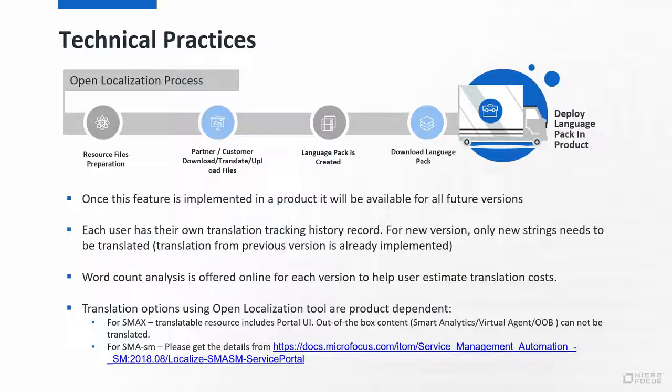Sharon, can I ask you just to clarify your comments about only the portal? Because some of the items there that you mentioned are part of the portal. So perhaps you could expand on that? Yeah, maybe I can ask. Yes, here I just clarify it. In the current SMAX version, Smart Analytics, Virtual Agent and OOB test data cannot be translated so far.